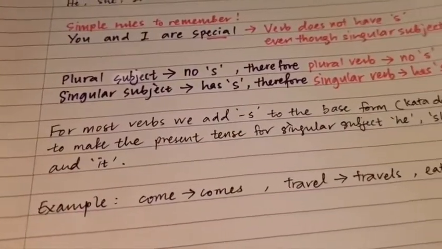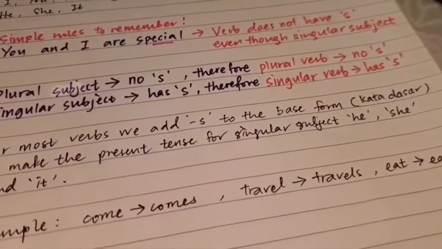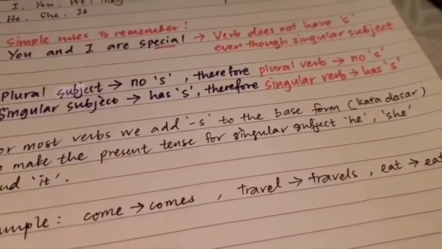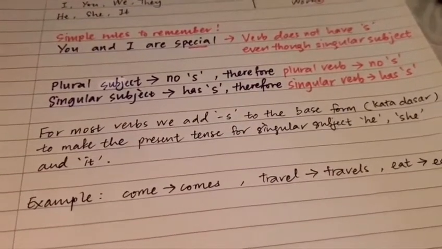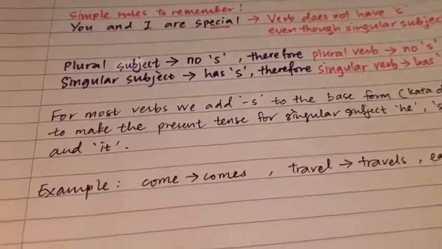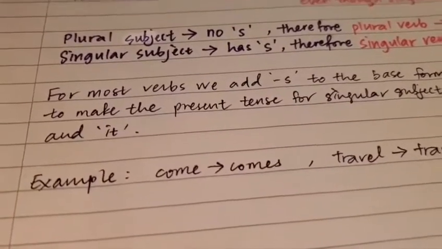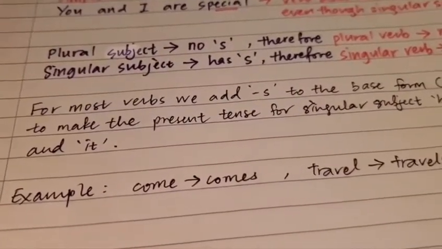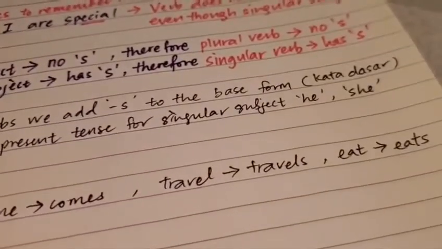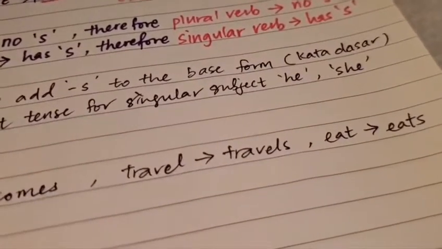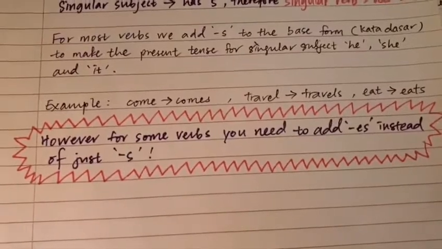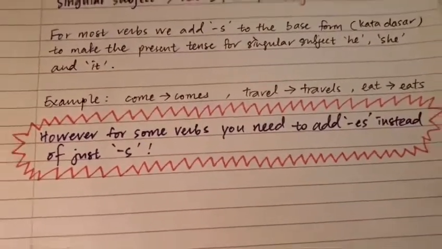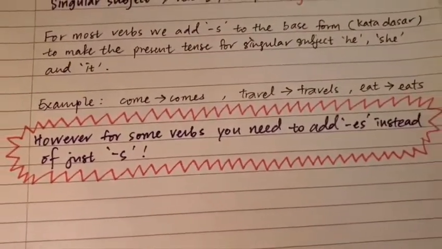So for most verbs, all you need to do is add an S to the base form, or yung kata dasar in Malay, to make the present tense for singular subject he, she, and it. So for example, for come, you just add an S and it becomes comes. Travel becomes travels, and eat becomes eats. However, for some verbs, you need to add ES instead of just S.